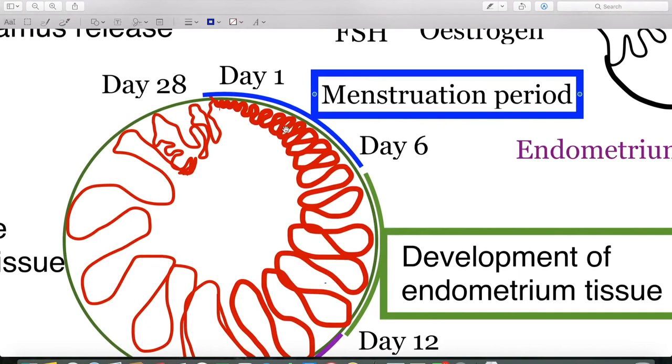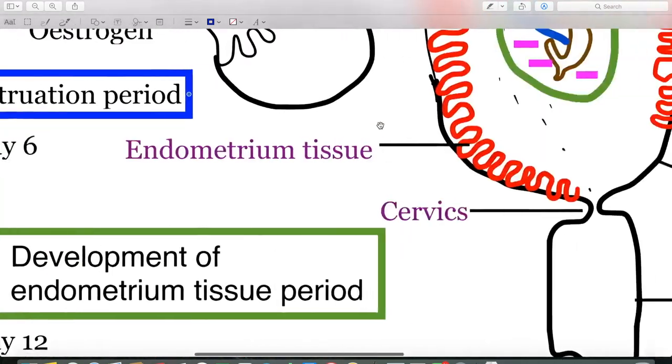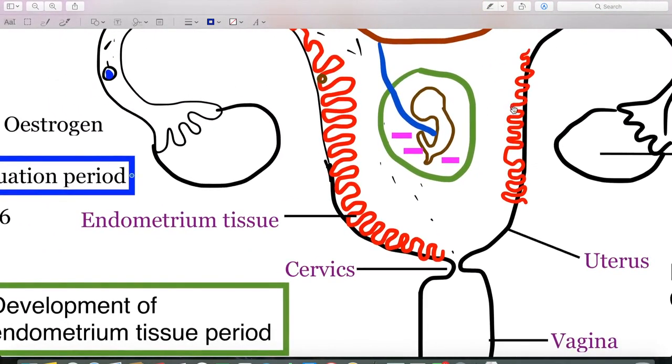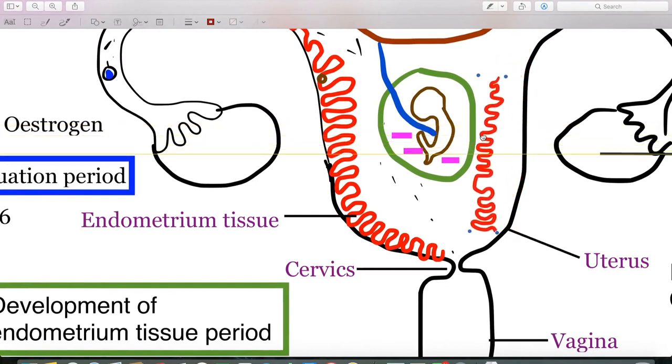The folded red color structure that I've drawn here is the new endometrium tissue, and every day it's getting developed and it grows and it will be filled with a large network of blood capillaries. When the new one grows, the old one will get pushed out. For example, let's say this is the old one.